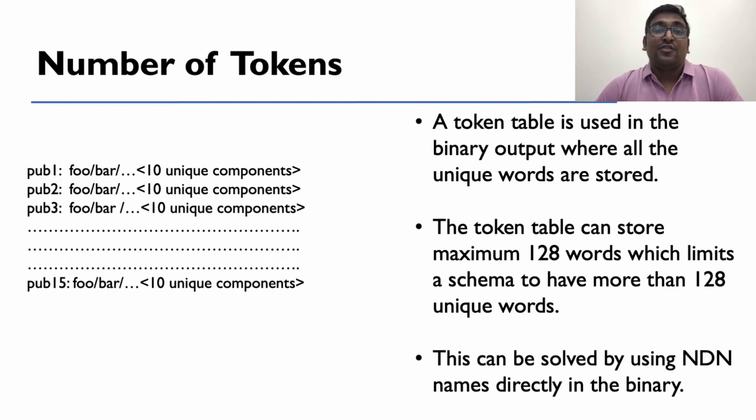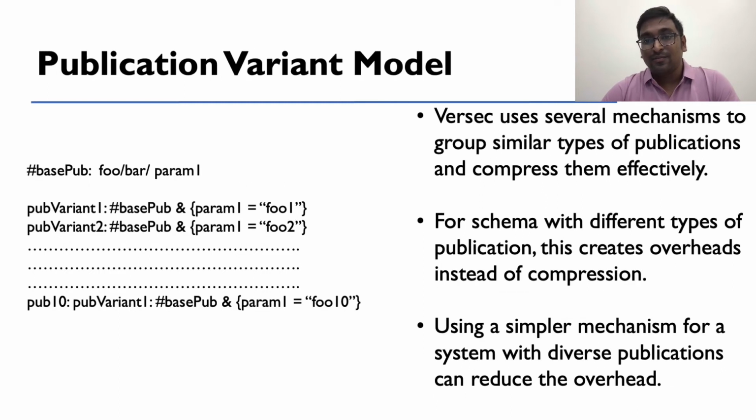VERSIC binary uses a token table, which keeps all the words or tokens used in a schema so that later the token index can be used instead of the whole word. However, due to the token table size, only 128 unique words can be used in a schema. Again, for a small schema, 128 words might seem sufficient, which might not be true for a large schema. This can be solved by using NDN names directly.